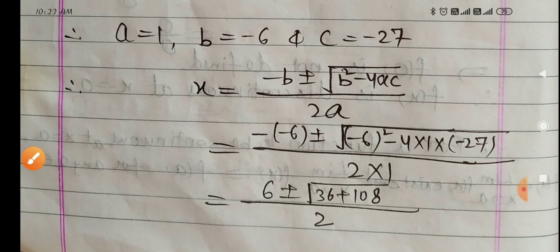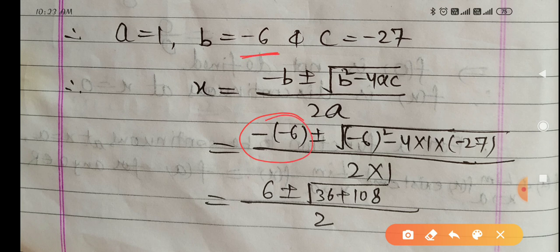So you are getting minus 6 because the value of b is minus 6. Plus minus is in the formula, under root b square, minus 6 square. Minus 4 into a, which is 1, and c is minus 27. Upon 2 into a, which is 1 again.